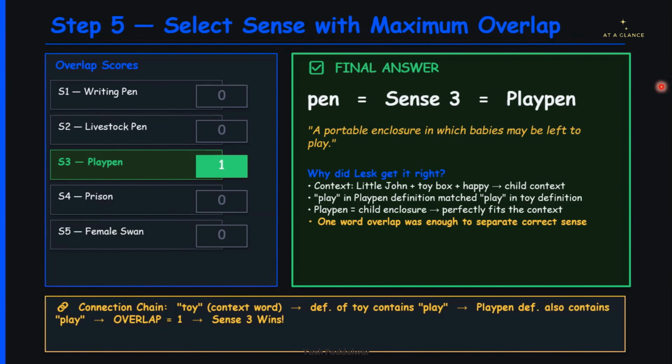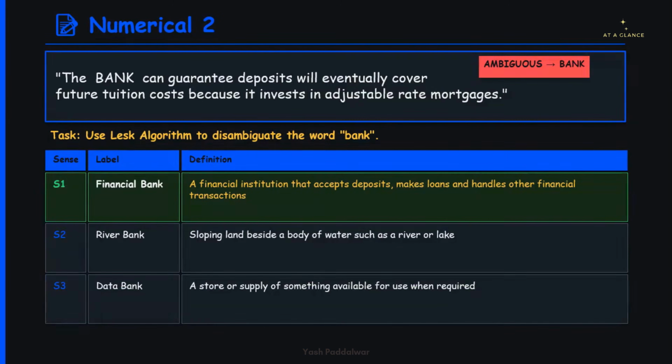We have utilized the steps of the Lesk algorithm to find out the actual results. Now, let's have a look at the numerical too. We have this particular numerical given to us, a sentence: The bank can guarantee deposits will eventually cover future tuition cost because it invests in adjustable rate mortgages. In this sentence, the word bank is ambiguous.